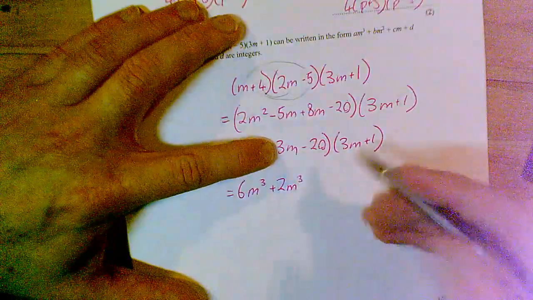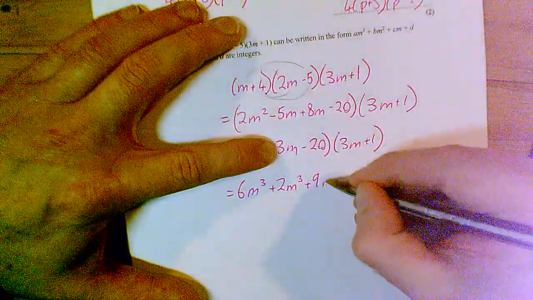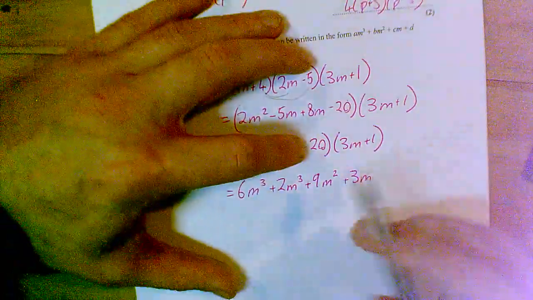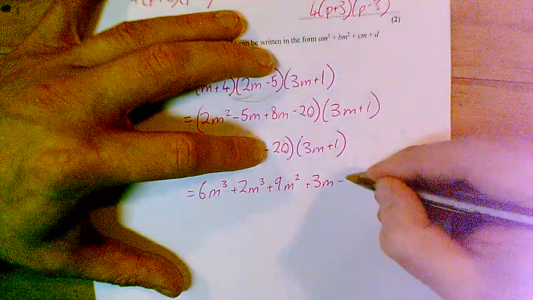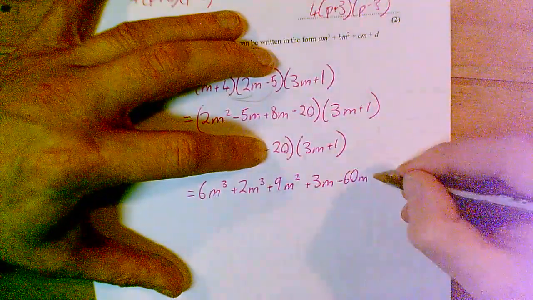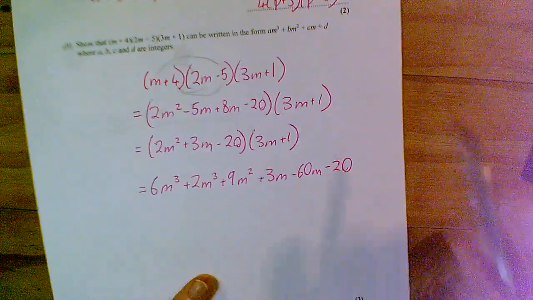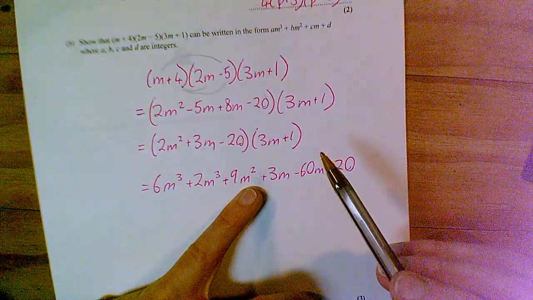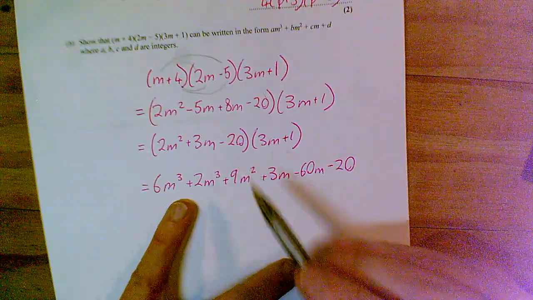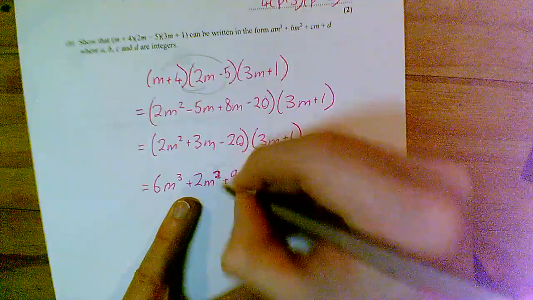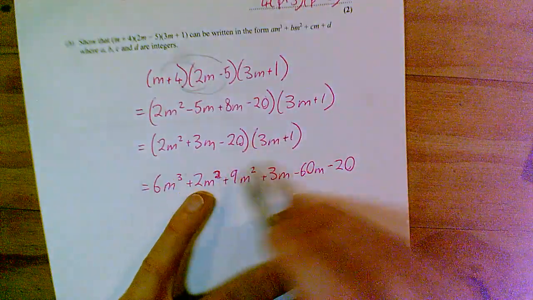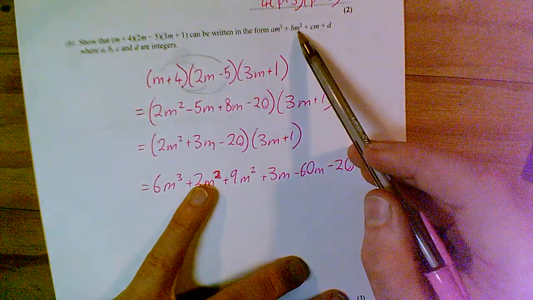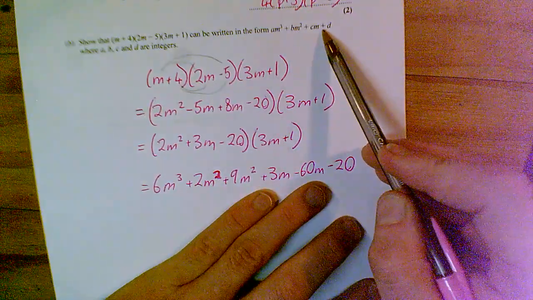Next, 3m. 3m times 3m is 9m squared. 3m times 1. Minus 20 times 3m is minus 60m, and minus 20 times 1 gives me minus 20. I'm almost there. I've got some cubes, I've got some squares. I feel like something's gone wrong all of a sudden looking at this though. Yeah, that should be a squared. Whoops. 6m cubed. Yeah. I've got a cubed, I've got some squareds, and I've got some m's, just linear terms, and a constant.